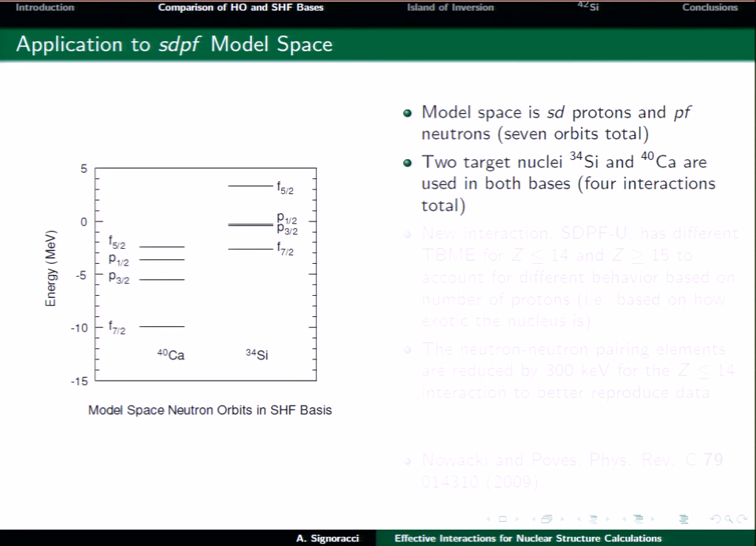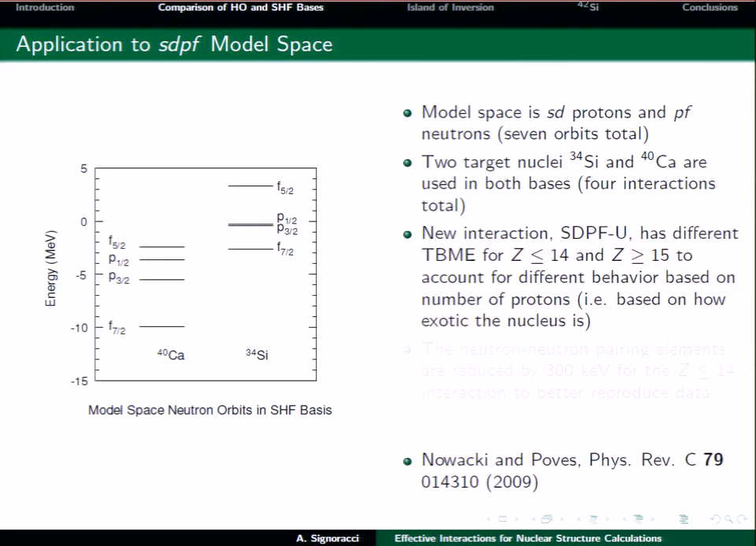However, the effect of the exotic silicon-34 on a single particle basis is shown here on the left. So for calcium-40, all 4 neutron valence space orbits are bound by multiple MeV. This is in the realistic basis. While for the silicon-34 exotic nucleus, the orbits are centered around 0 MeV, and the p1/2 and p3/2 orbits are very loosely bound. This plays a significant role, as we'll see in the next slide, on effective interactions that are derived for silicon-34.